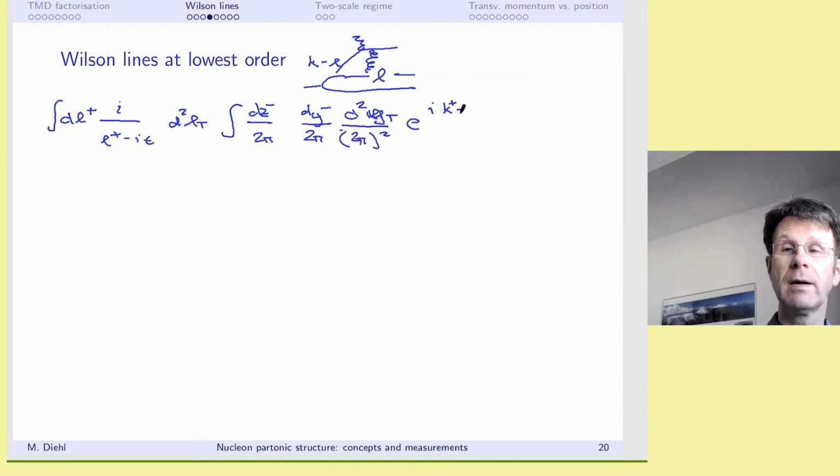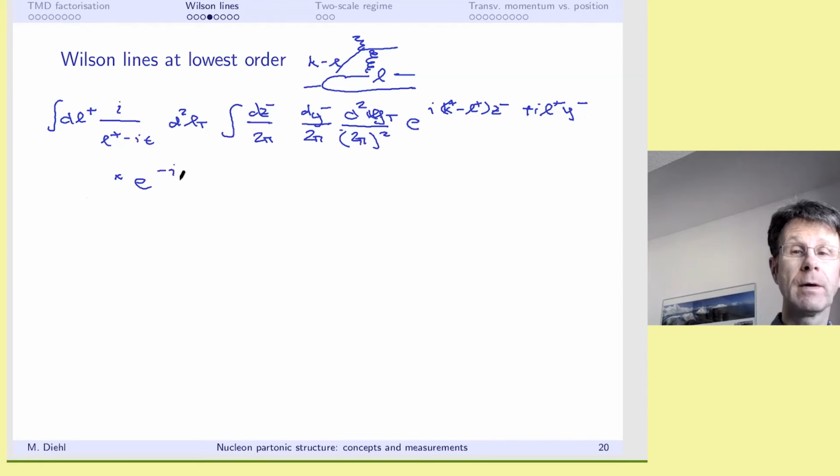So this is k plus minus L plus times z minus. z minus is the position of the quark field. Then there is a corresponding quantity for the gluon, and that has momentum L. Therefore, there is a plus i L plus y minus. Now I have to write down the same thing for the transverse positions. There's an overall minus which comes from this Minkowski scalar product. The transverse momentum in a covariant scalar product always gets a minus sign.